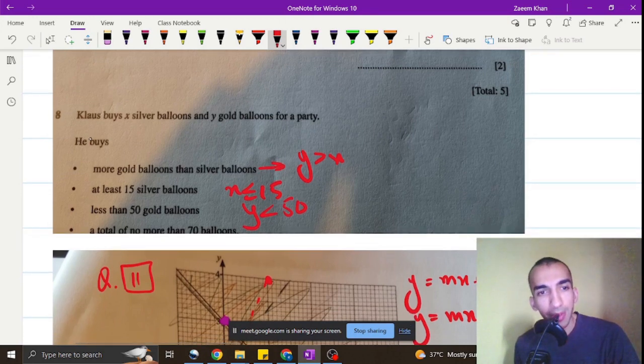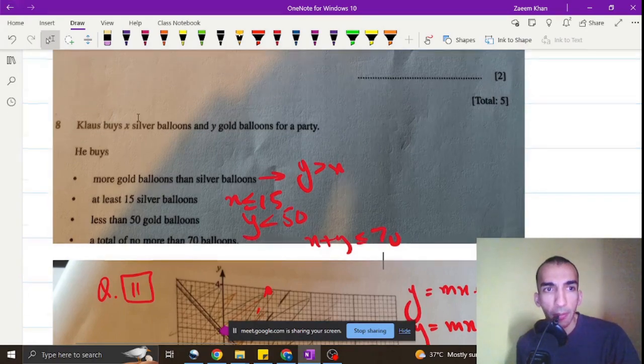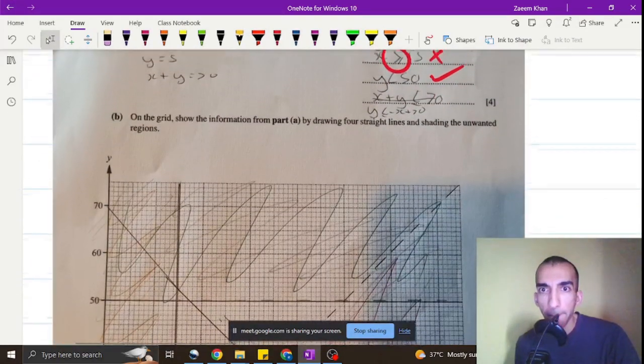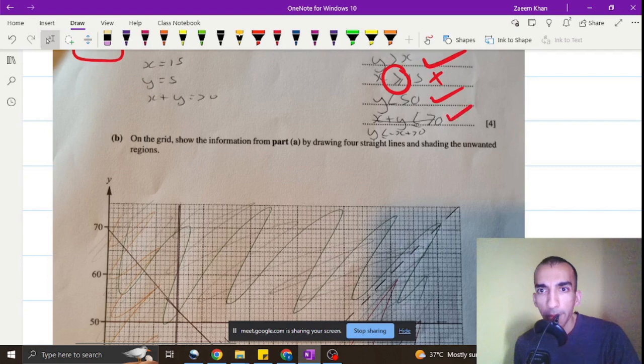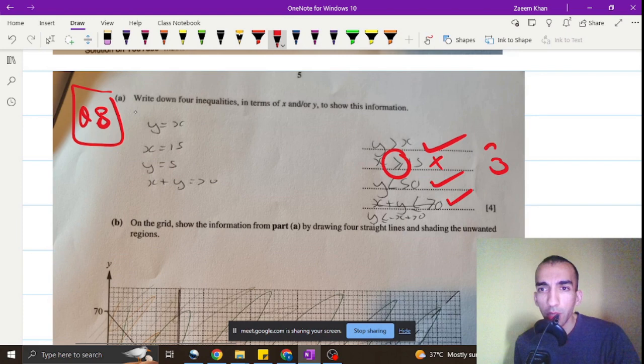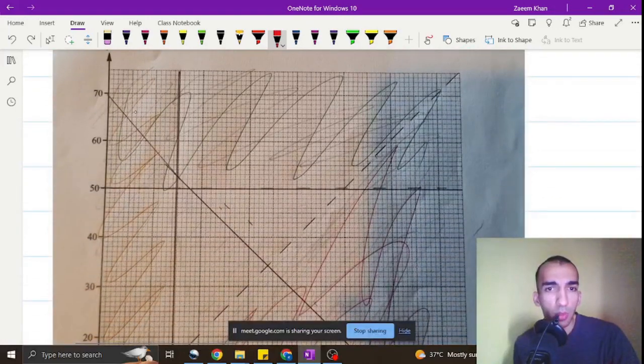No more essentially means less than or equal to. Total means x plus y is less than or equal to 70. They rearranged it. Rida, this is the preferred format. This is correct too, but stick with this. I know we tried to study the mark scheme yesterday and they had the answer like this, but this is the preferred format. If the answers are coming in positive, stick with this.